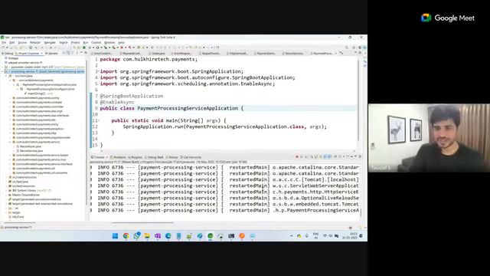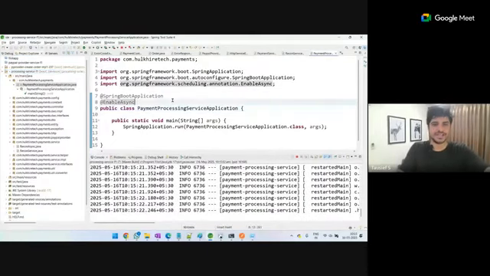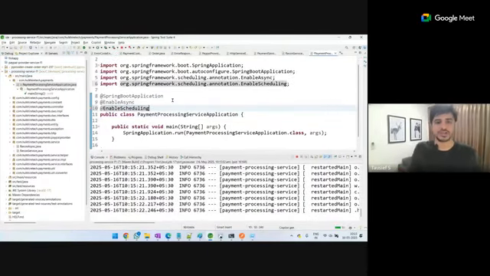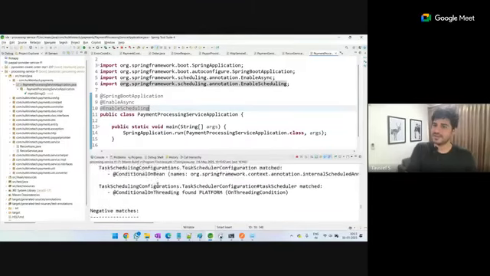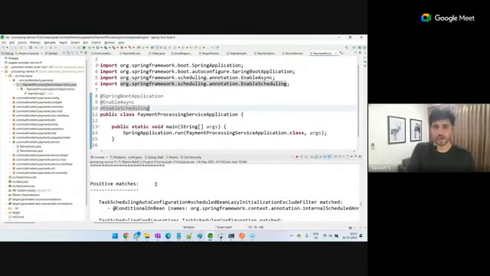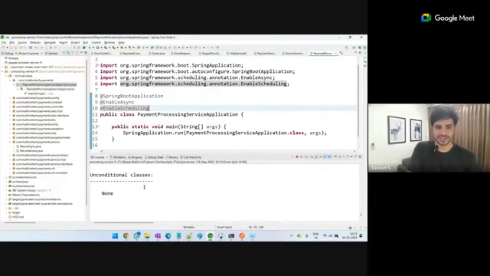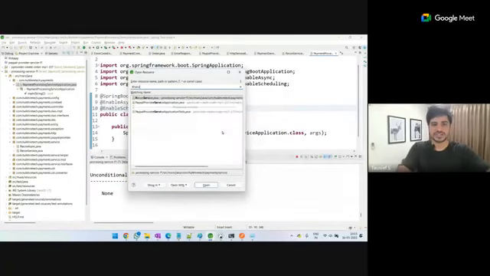So the Spring Boot application is up and running. Let's enable this. Enable scheduling, Control Shift O. Save. Okay, just see, we added it internally. Some auto configuration has happened. Okay, so these guys have done some auto configurations. That's fine.